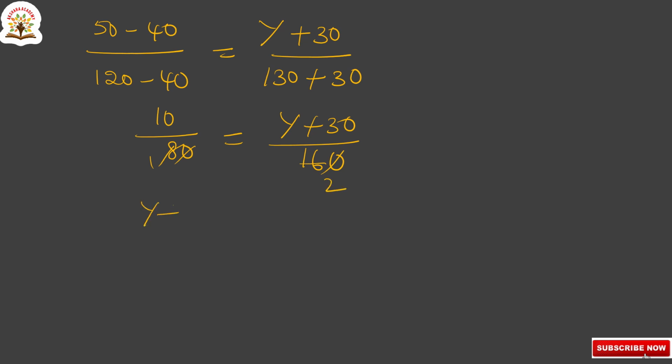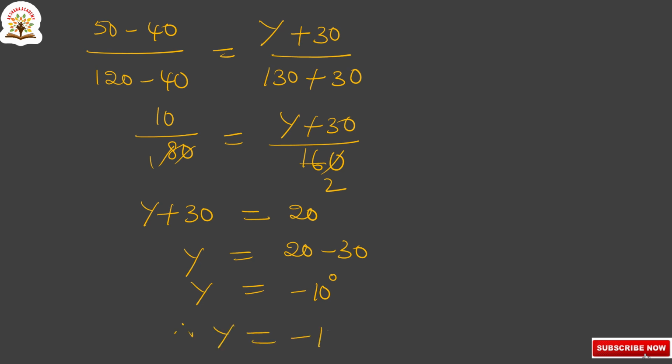So y plus 30 is equals to, taking cross multiplication, 10 twos are 20. So y is equals to 20 minus 30 degrees. So y is equals to minus 10 degrees. Therefore y reads minus 10 degrees. Okay, next we will go to the next question.